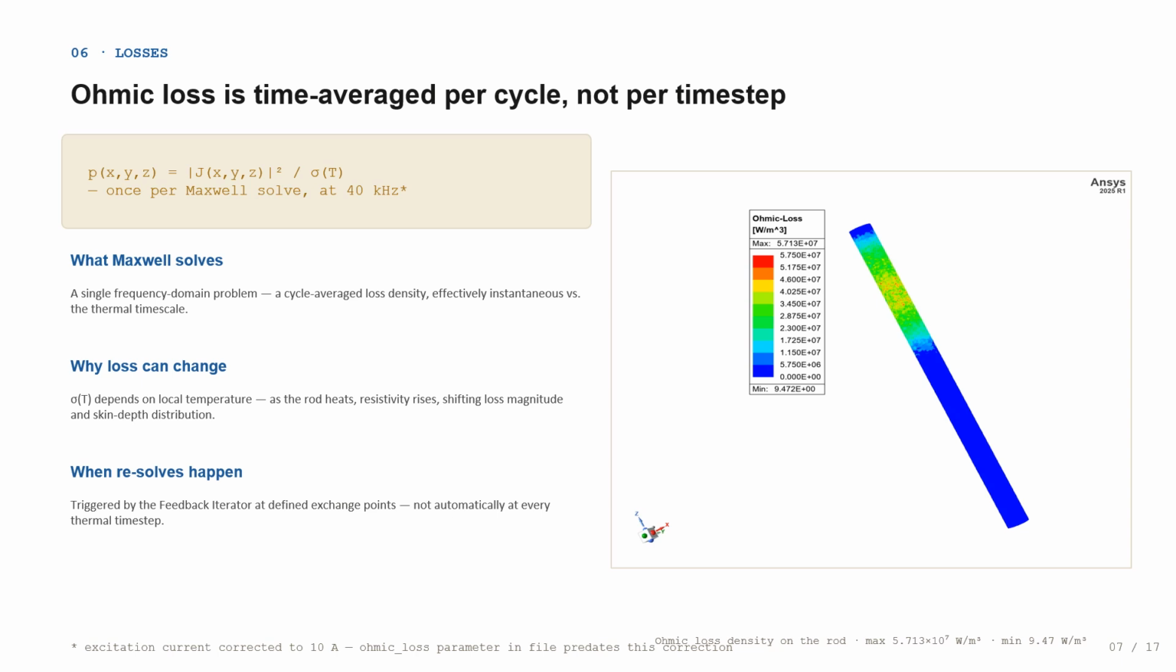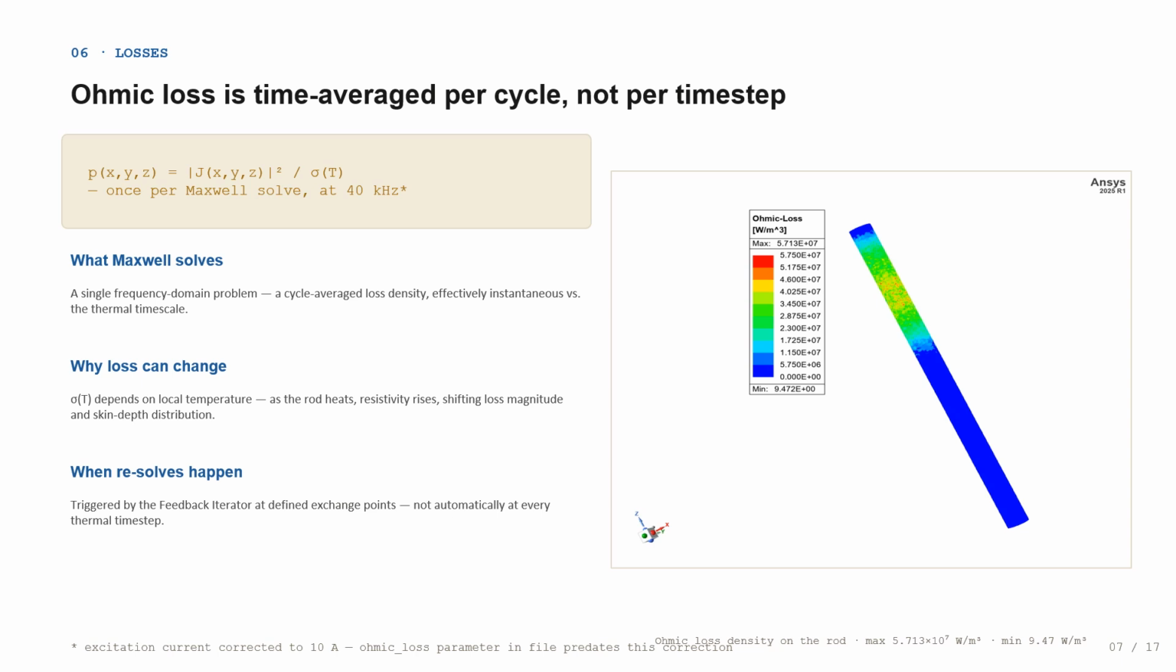Let's now put a precise equation to what Maxwell is actually computing. The ohmic loss density at any point is the magnitude of the induced current density squared, divided by the electrical conductivity at that point's local temperature. P equals J squared over sigma of T. This is evaluated once per Maxwell solve, at the drive frequency, which for this project is assumed to be 40 kHz.